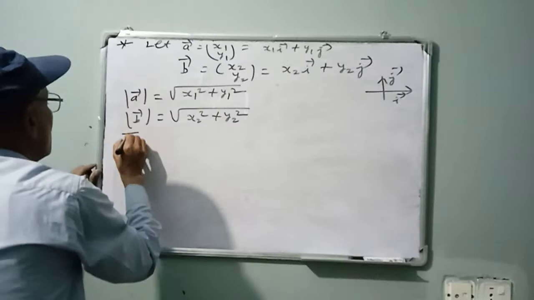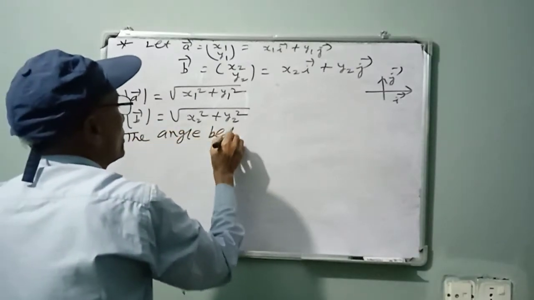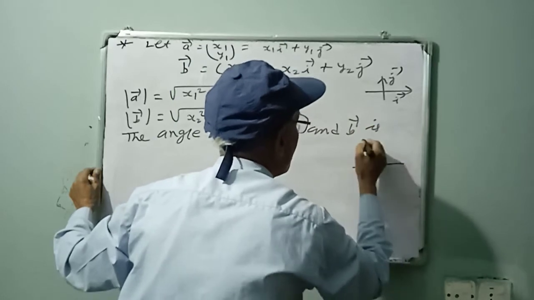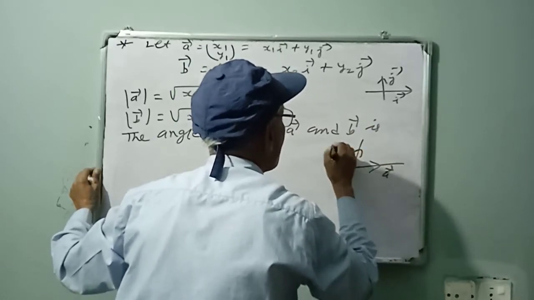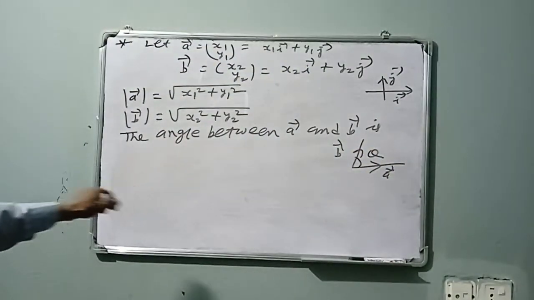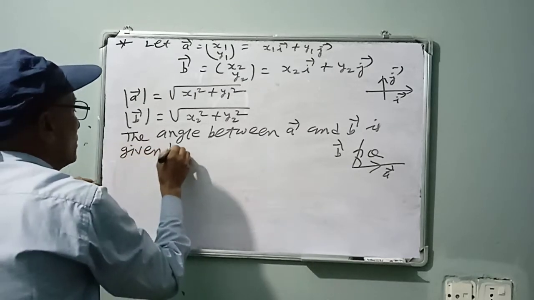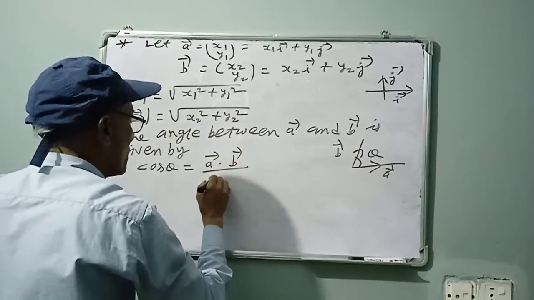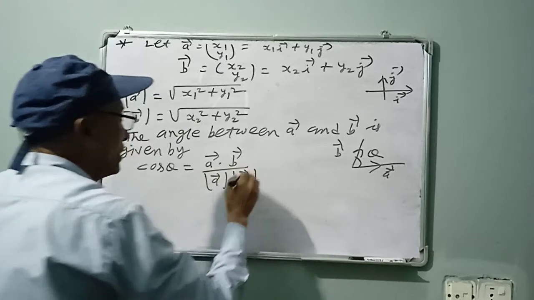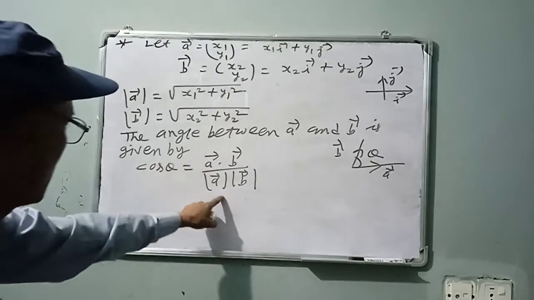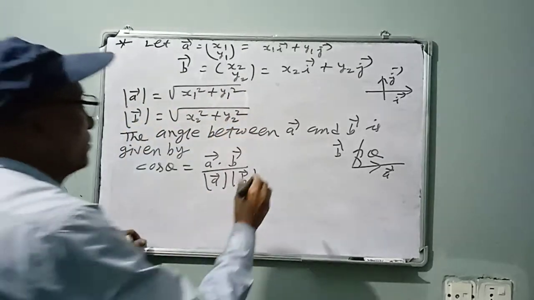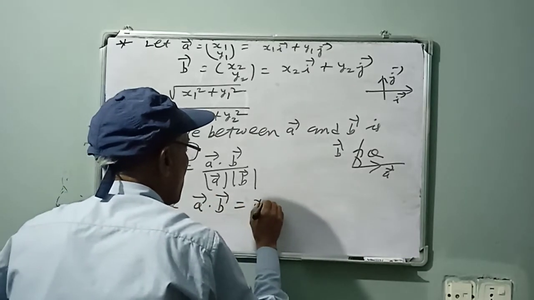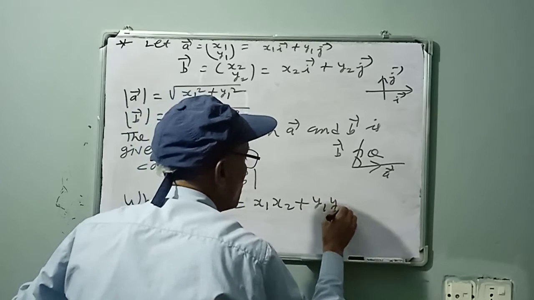The angle between vector A and vector B, if this is vector A and this is vector B, is given by cos theta equal vector A dot vector B upon modulus A times modulus B, where A dot B can be written as x1 x2 plus y1 y2.